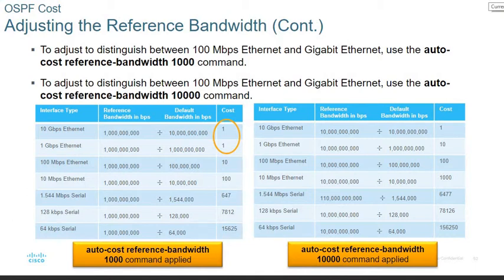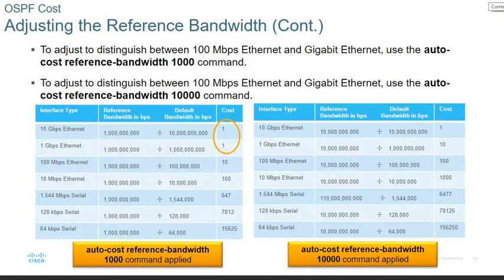Interface type preference, default bandwidth in bits per second, with the auto-cost reference bandwidth 1000 command applied. 10 Gbps Ethernet, 1 billion, cost 10 billion. 1 Gbps, 100 megabits per second, 10 megabits per second, 1.544 megabits per second. Serial 1,544,647. 128 kbps serial 128,078. 64 kbps serial 64,000.